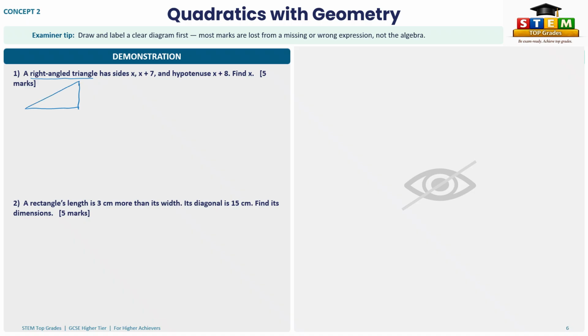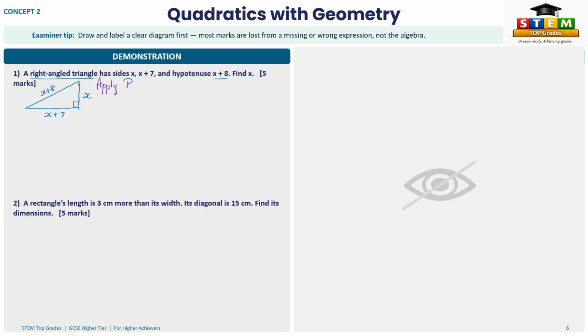Just put the letters x, x plus 7. All you got to make sure is the hypotenuse has to be placed on the longest side, of course, and this is our right angle triangle. Now, in order to solve this problem, we need to be able to construct an equation. And in order to construct that equation, we're going to apply the Pythagoras theorem.